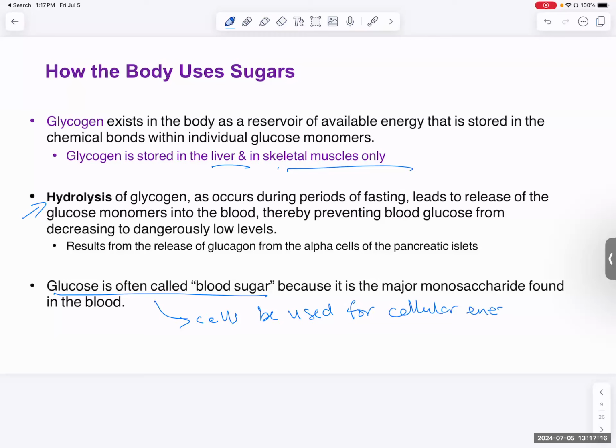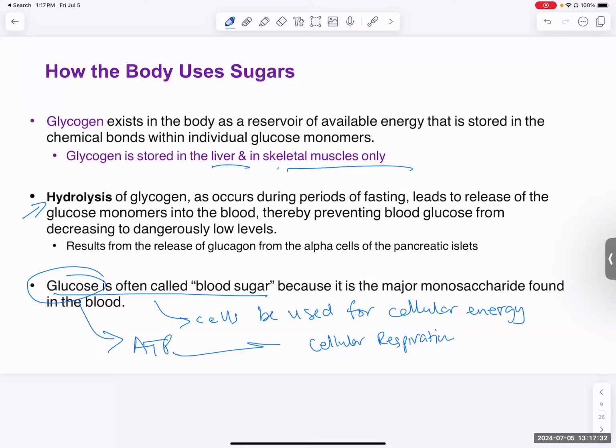And that energy transfer is what we're going to talk about when we talk about cellular respiration. How we take the energy out of the bonds of a glucose molecule and basically put that energy into ATP, so our cells can then use ATP for cellular energy.